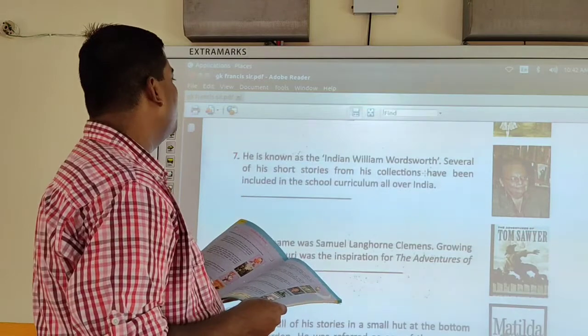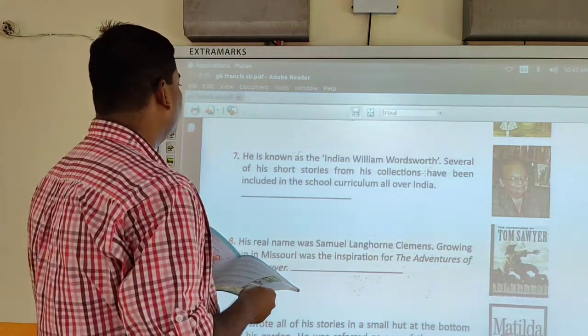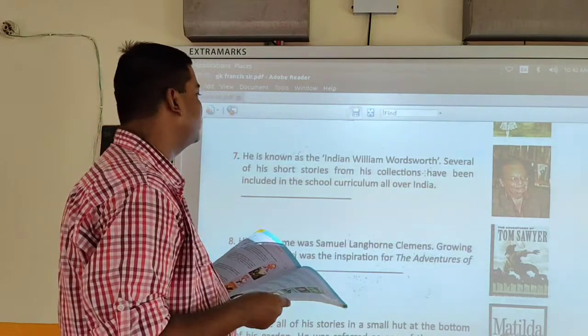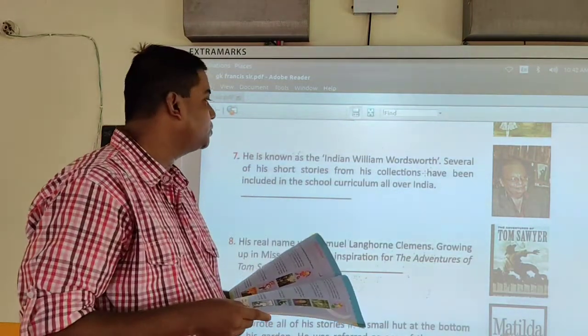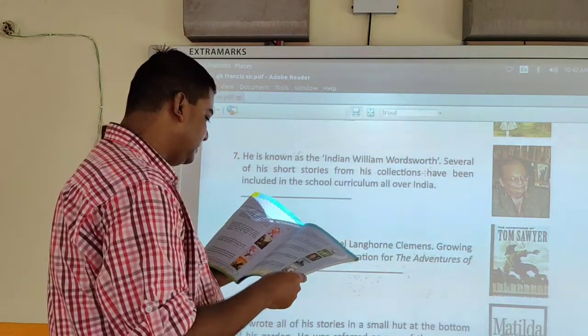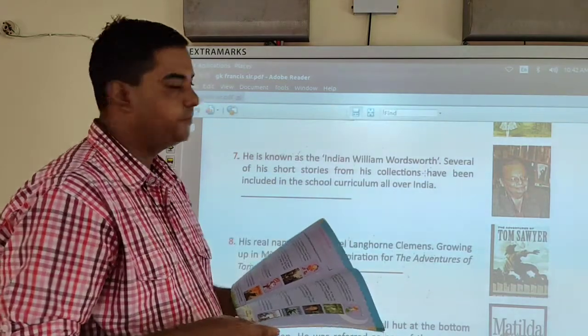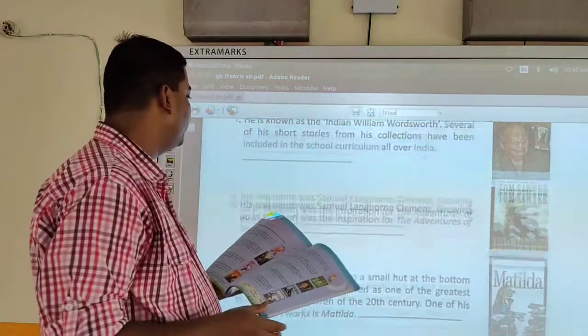Let's see question number 7. He is known as the Indian William Wordsworth. Several of his short stories from his collections have been included in the school curriculum all over India. So let's see the answer for question number 7. It is Ruskin Bond.